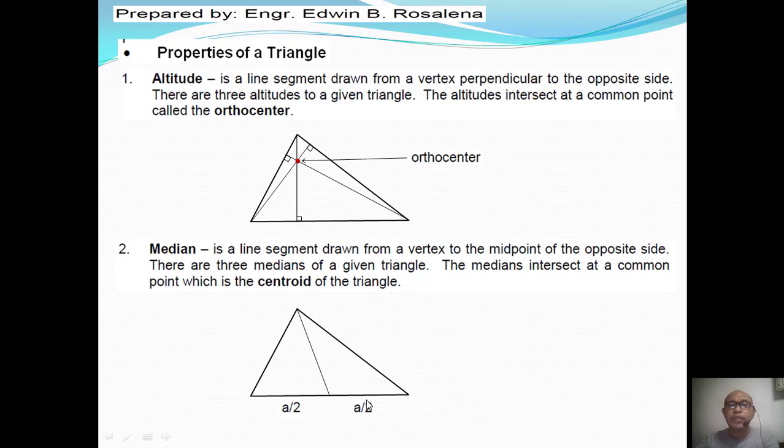We can draw another median. If this is side B, then half of B is B over 2, B over 2. Third median drawn. If this is side C, then we have C over 2, C over 2. Okay. So the three medians intersect at a common point, and the common point is what we call the centroid of the triangle.